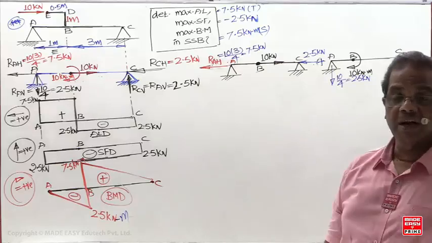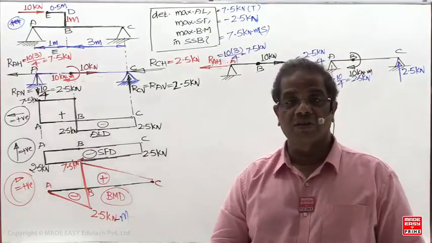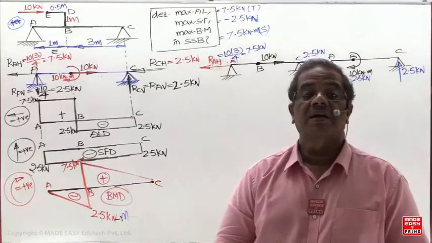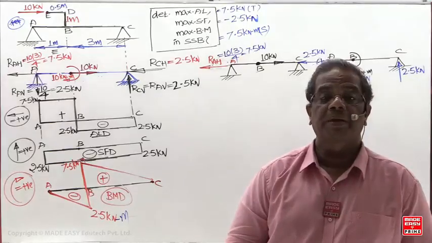Sir, I want to go for a general method. I want to cross-check it. Use which equations now? Sigma H is equal to 0. Sigma V is equal to 0. Sigma M is equal to 0. Then the compatibility equation: the total change in length of the beam should be equal to 0.